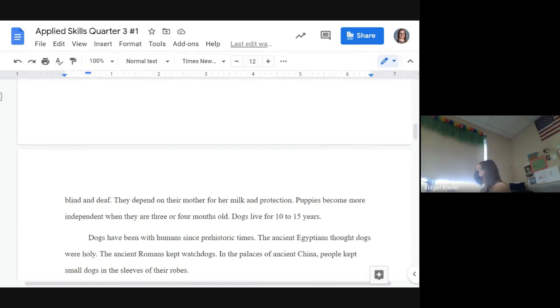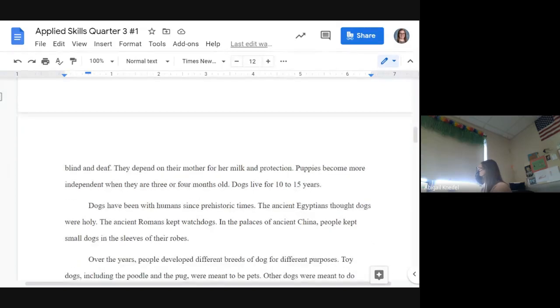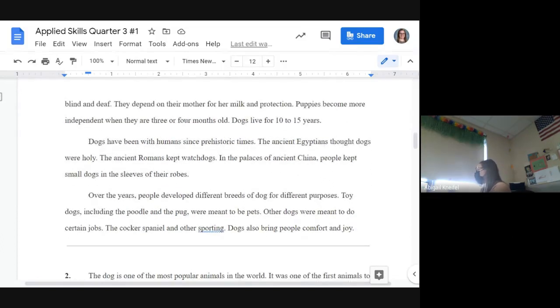Dogs have been with humans since prehistoric times. The ancient Egyptians thought dogs were holy. The ancient Romans kept watchdogs. In a palace of ancient China, people kept small dogs in the sleeves of their robes. Over the years, people developed different breeds of dogs for different purposes.